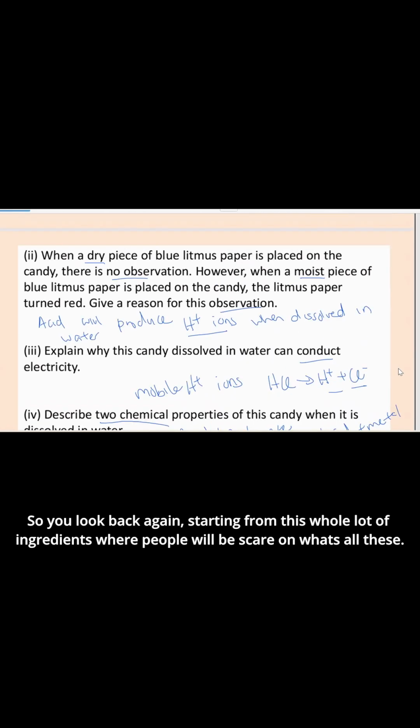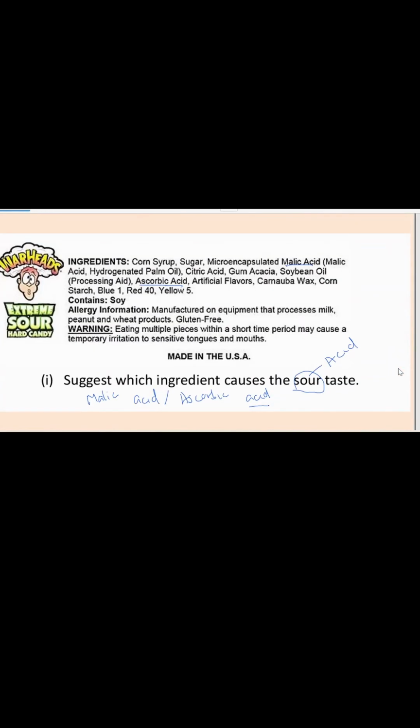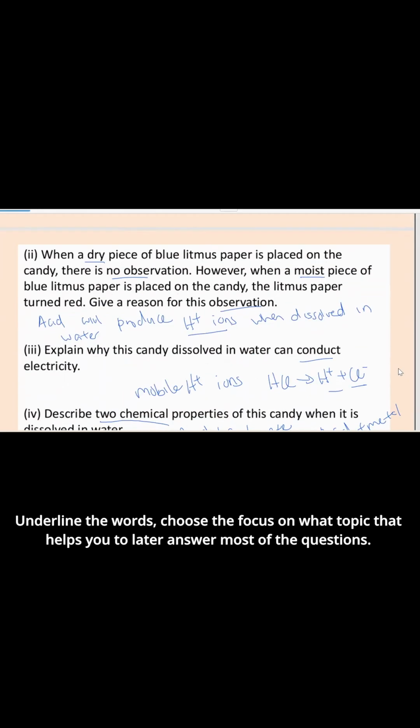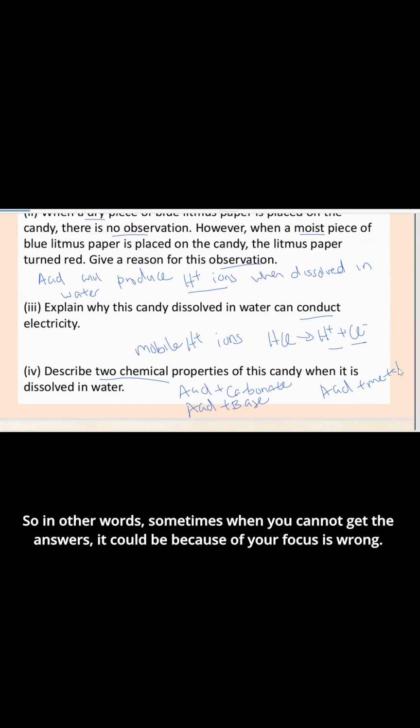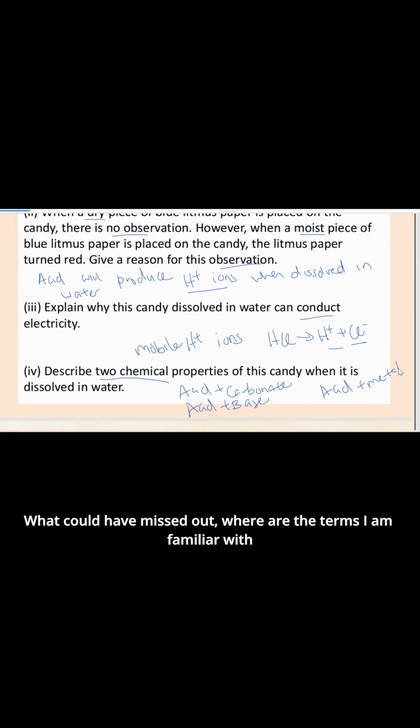So if you look back again, we started from this whole lot of ingredients where people will be scared, what's all this? Now, where is your focus? Let the question guide you. In other words, tune in your focus on what topic, and that will help you to answer most of the questions. Sometimes when you cannot get the answers, it could be because your focus is wrong. So take a step back, take a breath, and see what you could have missed out. Where are the terms that I'm familiar with, especially if you have revised for it?